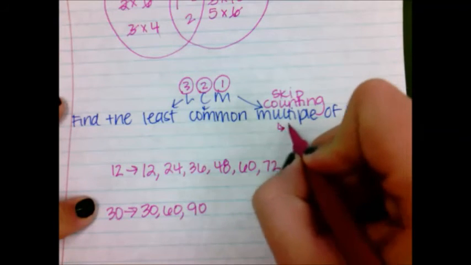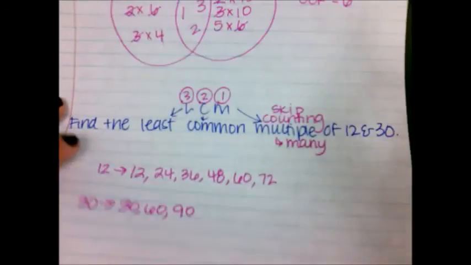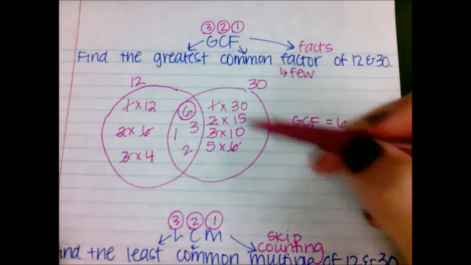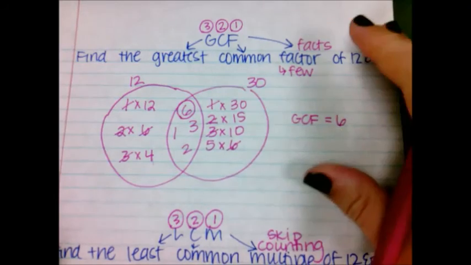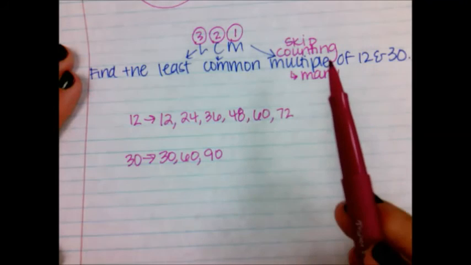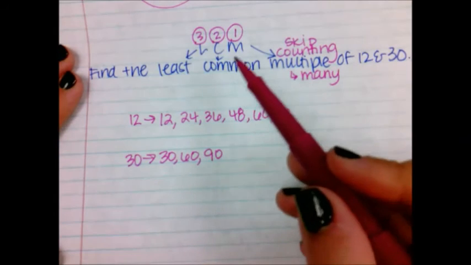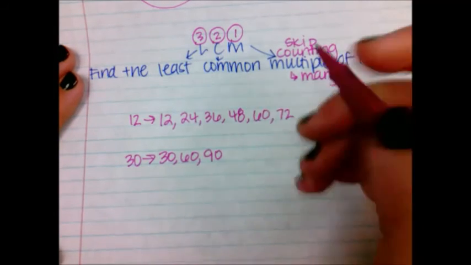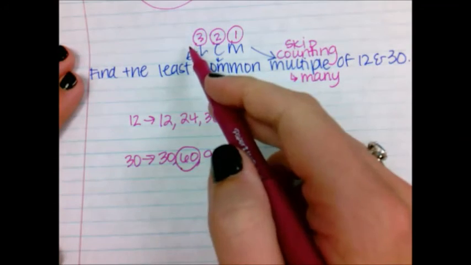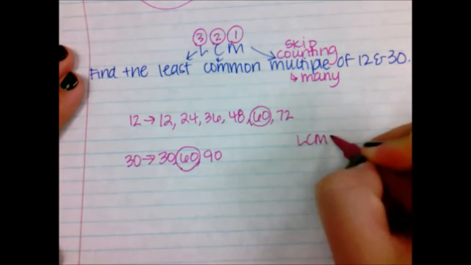We remind students there are many multiples, and then up in greatest common factor, there are few factors. So you will eventually be able to stop listing factors, but you could list multiples forever. So hopefully that helps them remember, because a lot of the times we get confused between multiples and factors. So I've listed some multiples until I find one that they have in common. The first one that they have in common is going to be the least common multiple. So I would write LCM equals 60.